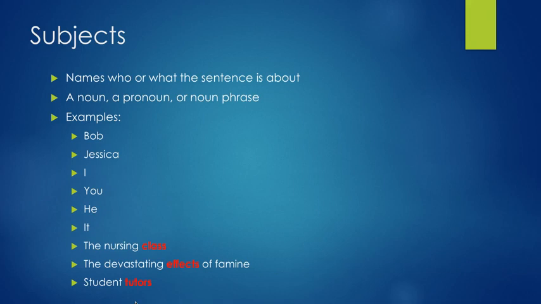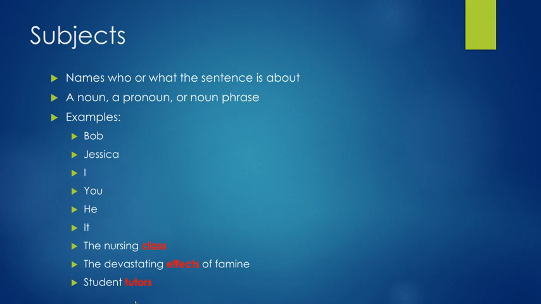Now remember, the subjects are the names of who or what the sentence is about. So it can be one of three things. It can be a noun, it can be a pronoun, or a noun phrase. So for example, a proper noun, Bob or Jessica, someone's legal name. It can be a pronoun like I, you, he, it. Or the tougher one for some people is to think about a noun phrase.